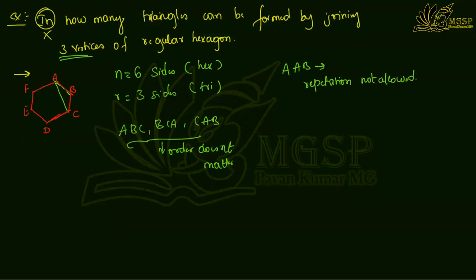Now what is the number of ways the triangle can be formed? How many triangles can be formed? That is 6C3, equal to 6 factorial divided by (6 minus 3) factorial times 3 factorial. This gives 20 triangles. Now I will give one example, so you can solve it by yourself. Write down the example.